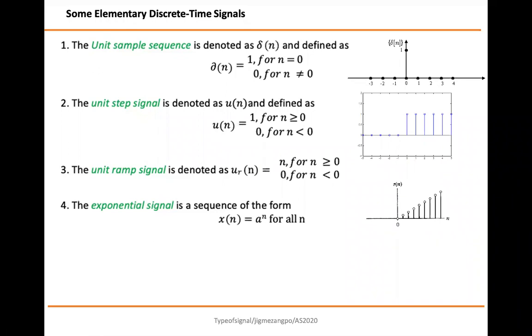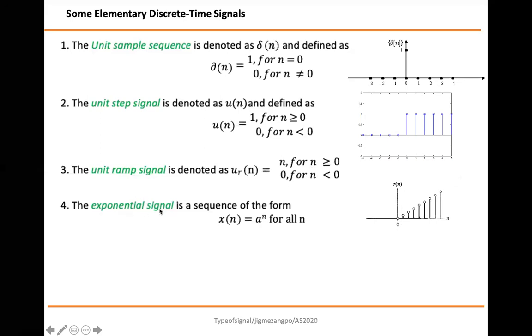Again, you have a unit ramp signal, which is denoted by r of n. It is n for n greater than or equal to 0, and 0 for n less than 0. So it is going to start at 0, and as you keep on substituting n equal to 1, 2, it will keep on increasing. So it looks like a ramp.